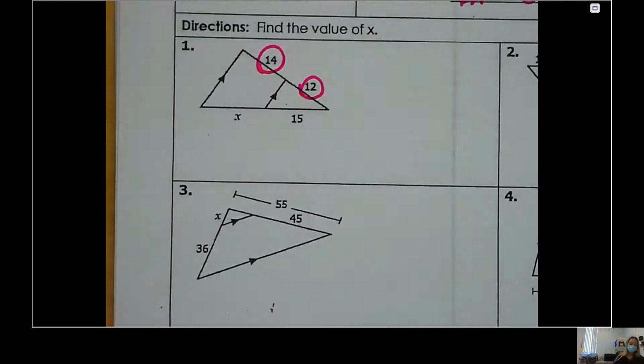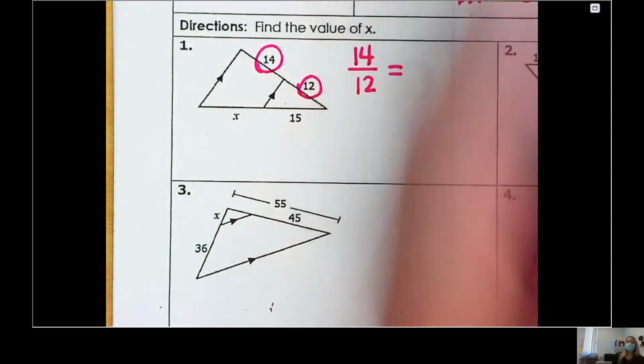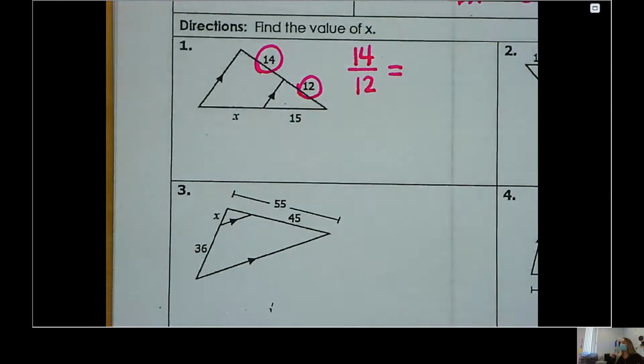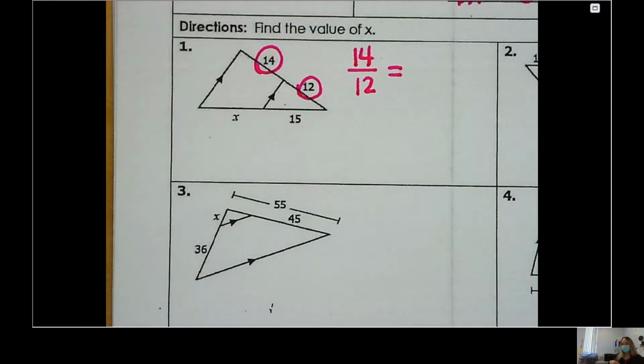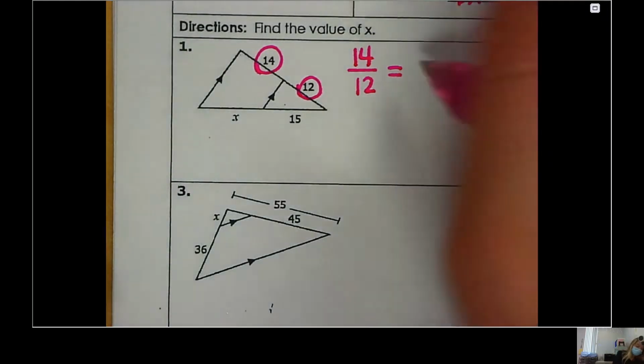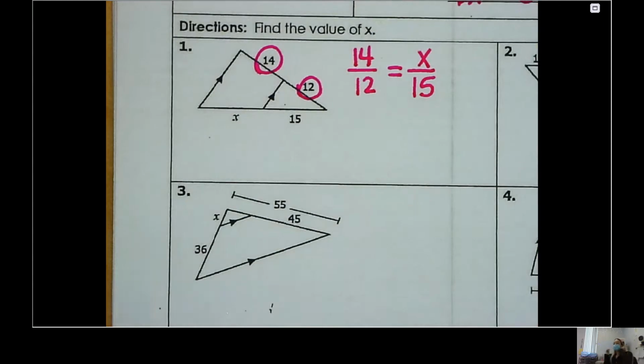Those are two pieces on the same side. Equals. Now I have to pick the other two, but they have to go in the same order. Since I picked 14 first, am I going to pick the x first or the 15 first? The x first. Equals x over 15. So my proportion is 14 over 12 equals x over 15. And now you've got two fractions and an x value.